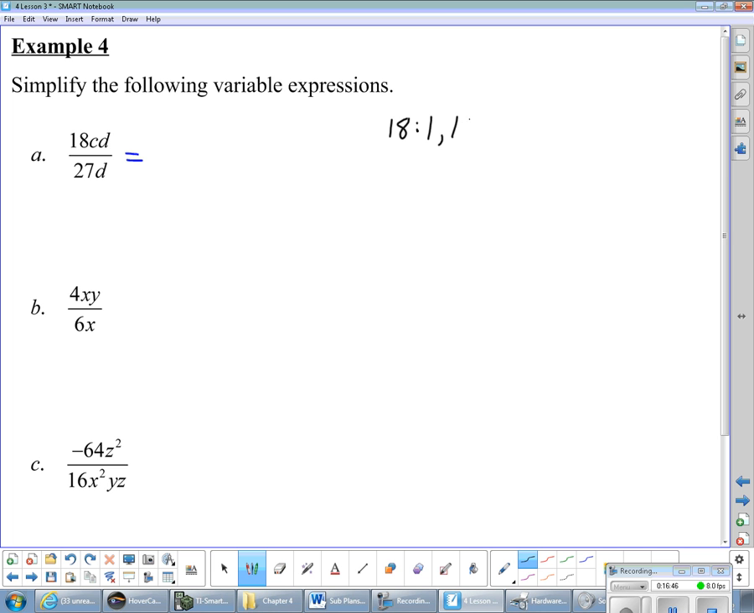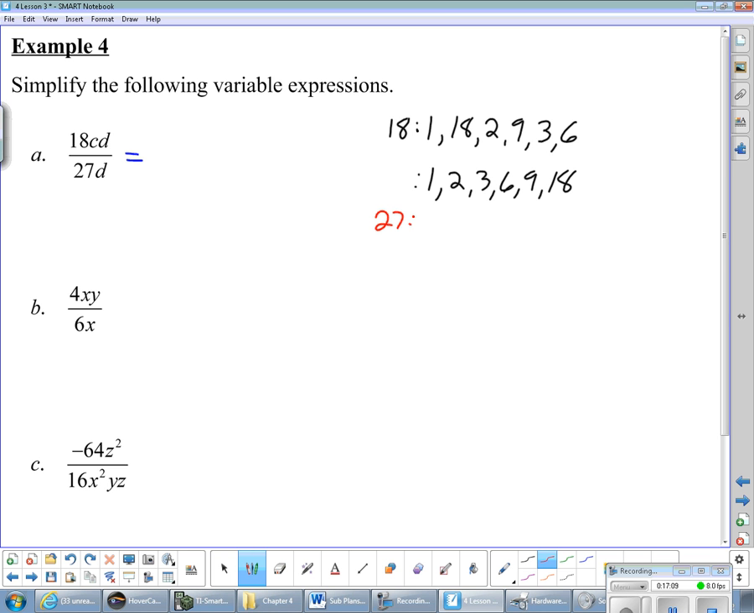1 and 18, 2 and 9, 3 and 6. Now it's not real easy when they're not in order. So what I'm going to do is rewrite them in order. So we've got 1, 2, 3, 6, 9, 18. Okay? And then I'm going to look at the GCF of 27.